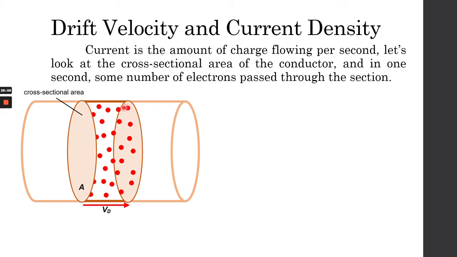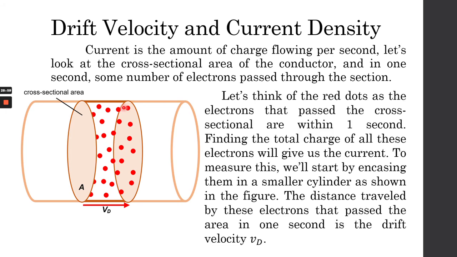So in order for us to measure the total charge, what we have to do first is to measure the volume of the cylinder where all our electrons that pass through the first cross-sectional area are enclosed. The volume of this smaller cylinder right here is basically equal to the cross-sectional area multiplied by this length right here. And we know that this length is actually Vd.